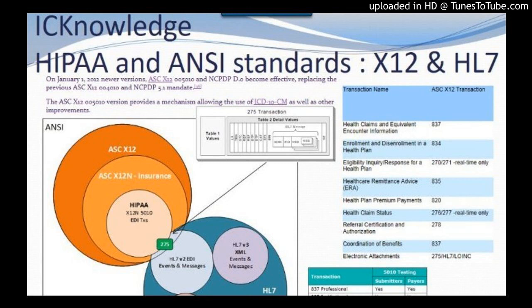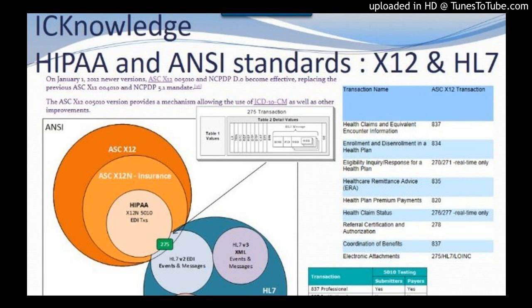Who oversees HIPAA? The Office of Civil Rights, OCR, within the U.S. Department of HHS oversees and enforces the Privacy and Security Rule. HIPAA guarantees individuals the right to access and request amendment of their protected health information and to request an accounting of disclosures of PHI.